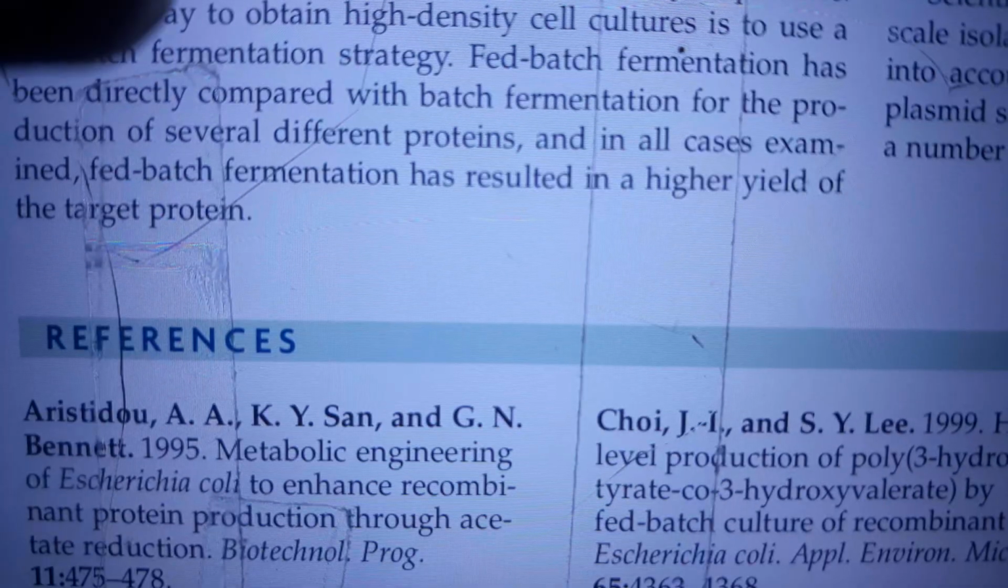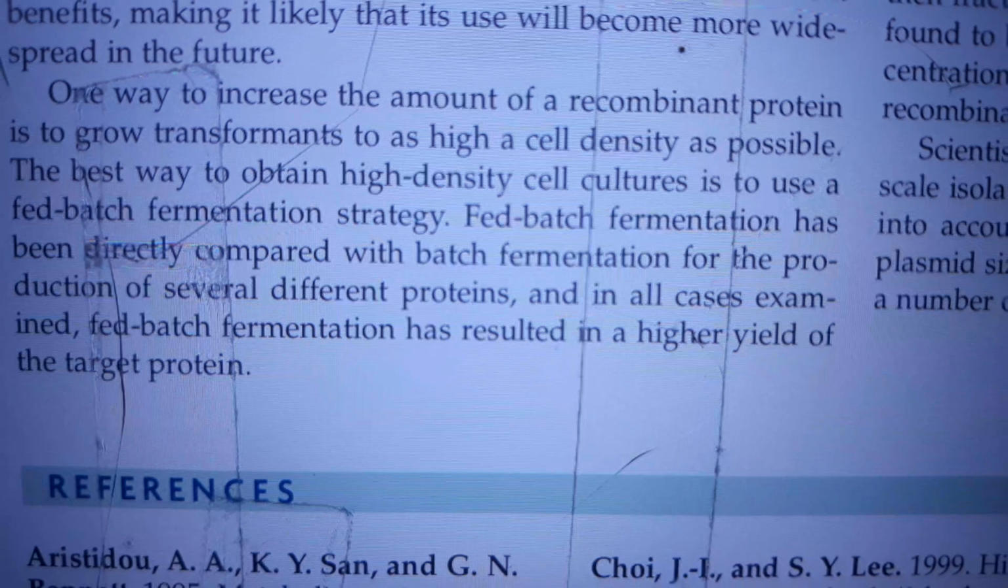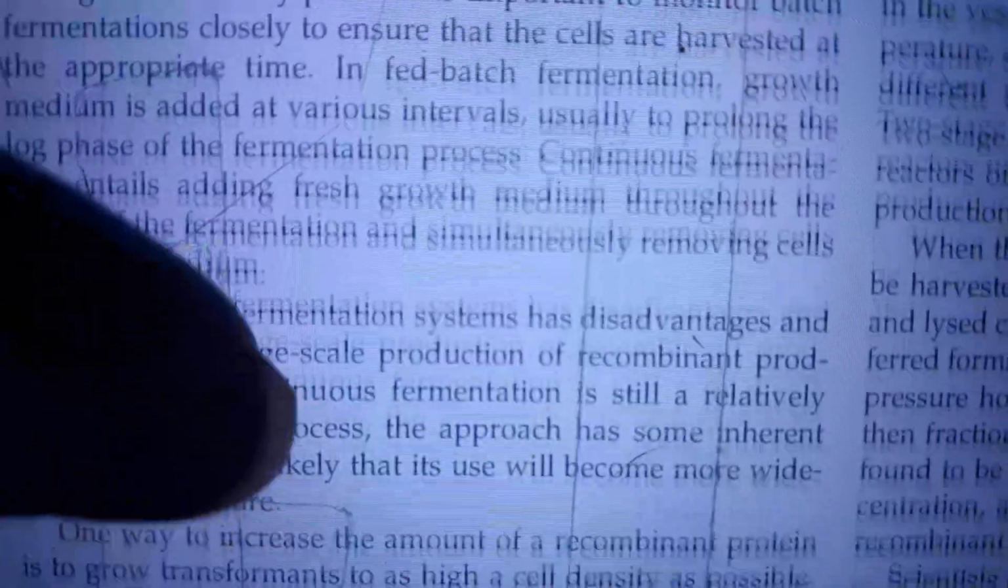One way to increase the amount of recombinant protein is to grow transformants to as high cell density as possible. The best way to obtain high-density cell cultures is to use a fed batch fermentation strategy. Fed batch fermentation has been directly compared with batch fermentation for the production of several different proteins, and in all cases examined, fed batch fermentation has resulted in a higher rate of target protein.